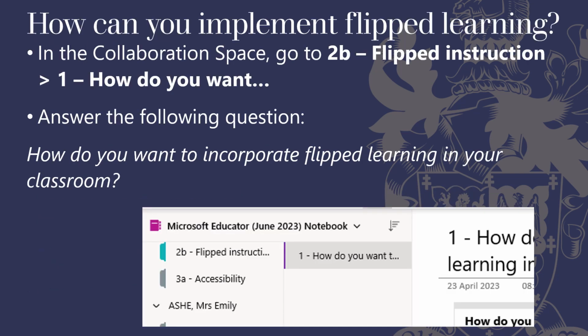So let's seize the moment, go to 2b, flipped instruction, and into 1, how do you want? This is in the collaboration space. Answer the question, how do you want to incorporate flipped learning in your classroom? What sort of activities do you think would benefit from this? And just pause the video for 5 minutes, no more than that, to answer that question in the collaboration space and to read other people's answers from your cohort there.